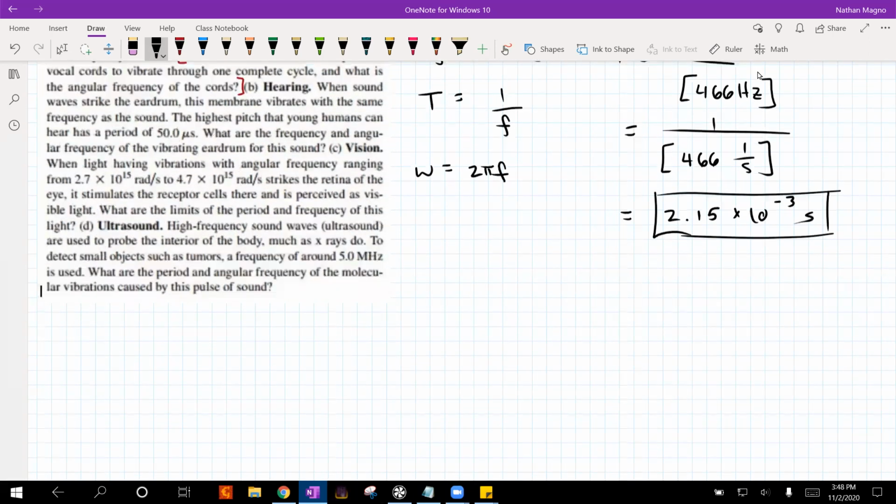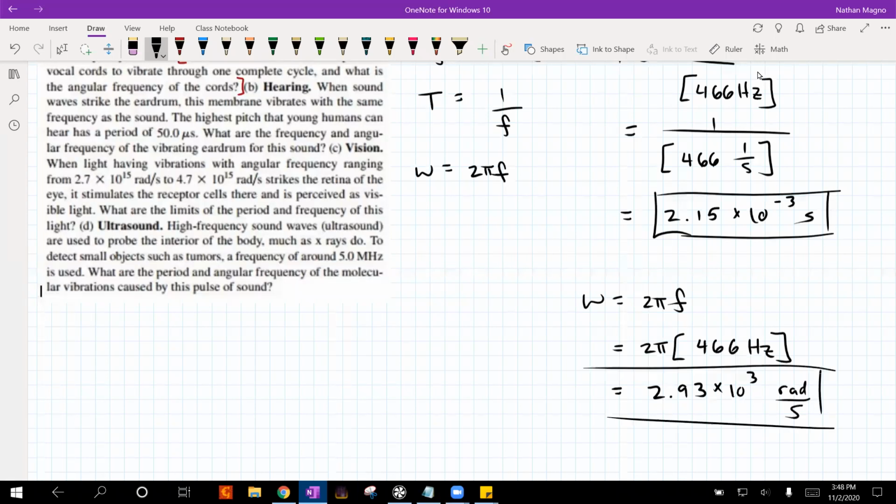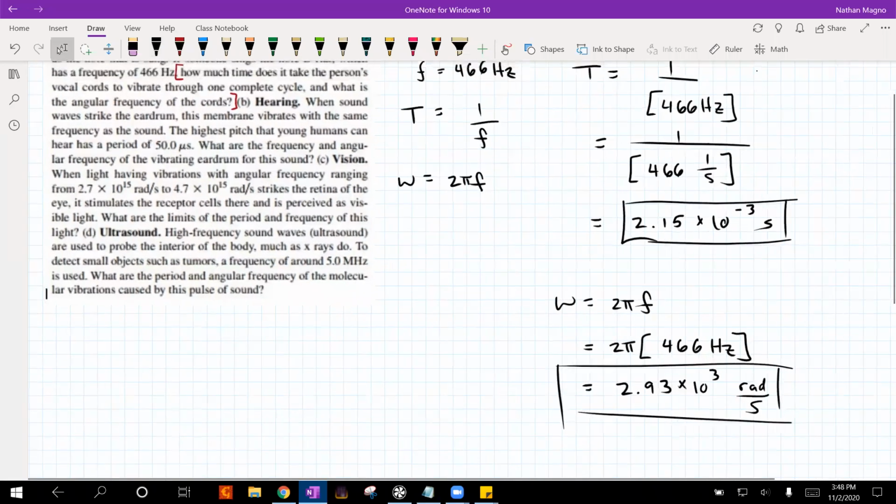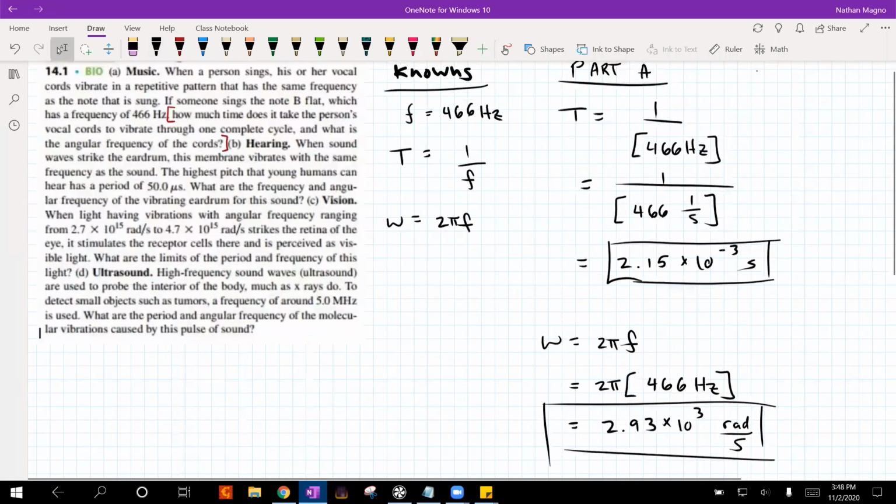And then now omega, which equals 2 pi f. This one is a plug and chug, pretty much. You're going to have 2 pi times 466 hertz. And that's going to equal 2.93 times 10 to the third radians per second. I'll give everyone a moment to write that down or screenshot it.